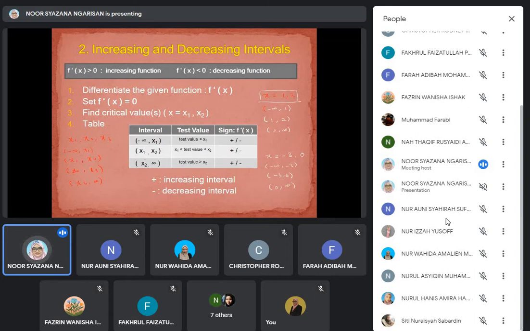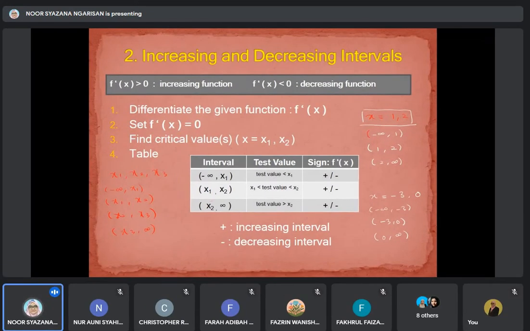Okay, moving on to the second column. Second column ni test value. So choose one value within the interval. Kita akan pilih satu nilai, tapi mestilah dalam lingkungan interval. For example, first interval from negative infinity until x1. So our test value must be less than x1. Contoh, kalau kita ambil sini, from negative infinity until 1, what is the test value that we can choose? Apa nombor yang kita boleh pilih?